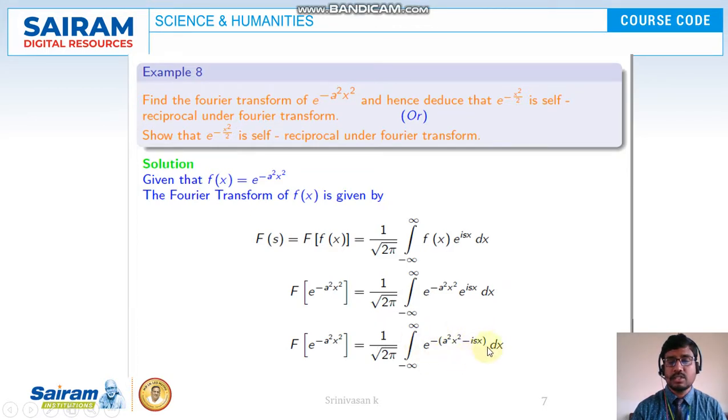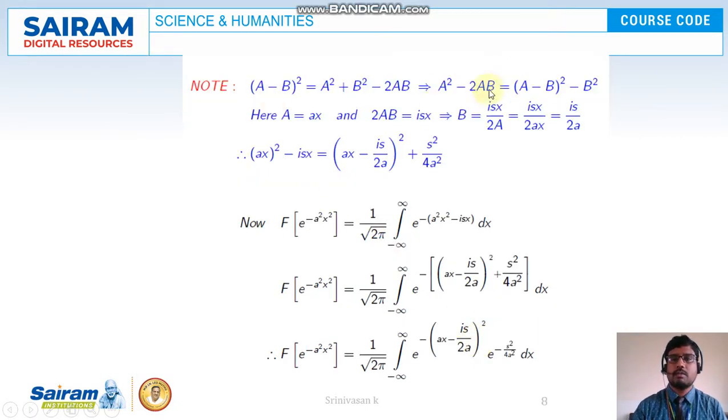Now this expression I compare to the (a - b) whole square formula. I take this one as a² and this one as -2ab. What is (a - b) whole square? That is a² - 2ab + b². I consider this as a and this as -2ab. So here I take a equal to ax and 2ab equal to isx. By using this, find the b value: b equal to isx divided by 2a.